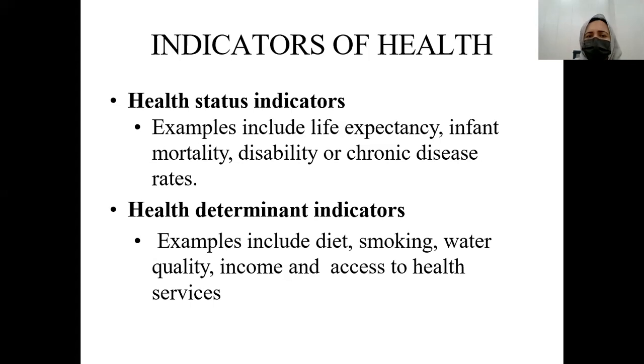When I say health status indicators, they would include life expectancy, infant mortality, disability, or chronic disease rates. I'm going to discuss each one of these in quite some detail. The next big chunk is health determinant indicators. What does it mean? All the determinants, all the factors which affect the health outcome. For example, diet of an individual, smoking status, water quality, income, and access to health care. These are the determinants, and we have devised a range of indicators based on these determinants.